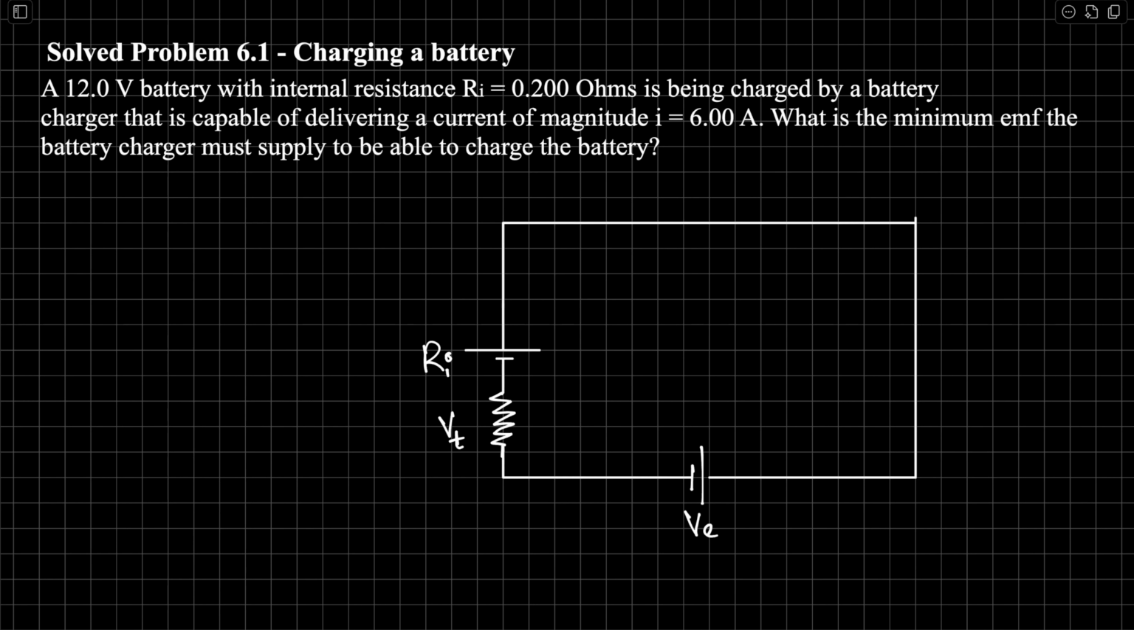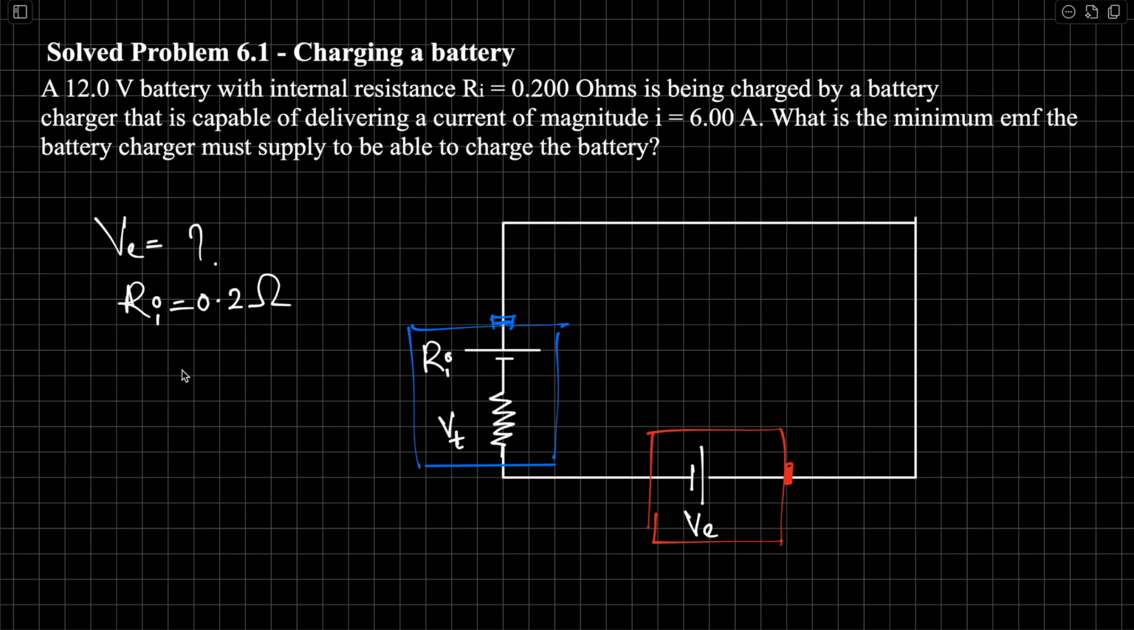So we've got a circuit diagram here, and there are two batteries. This is the first battery. It has an internal resistance of 0.2 ohms. And this is our second battery, VE. VE is the external battery that is used to charge VT. The question is to find VE. Ri is 0.2 ohms, VT is 12 volts. Current flowing through the circuit is 6 amps.